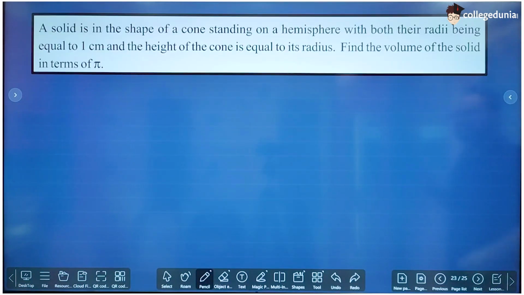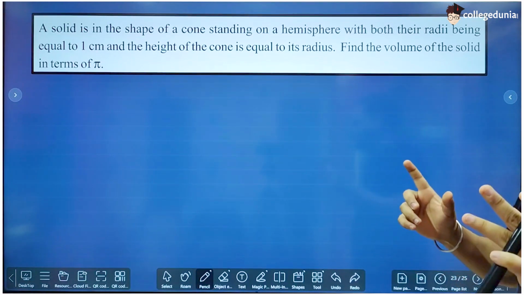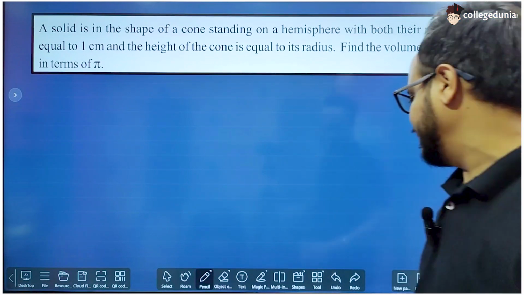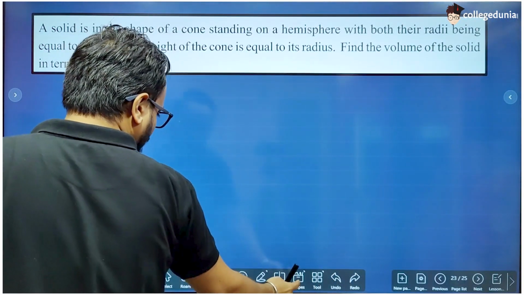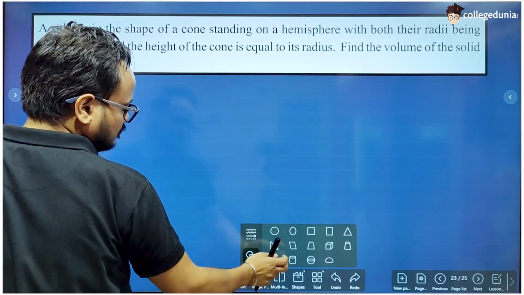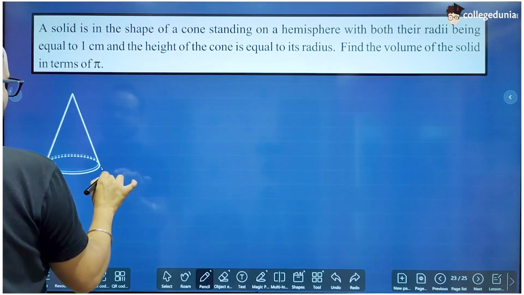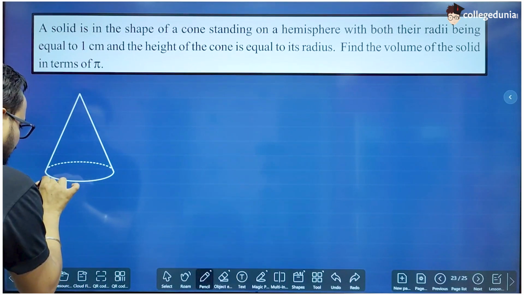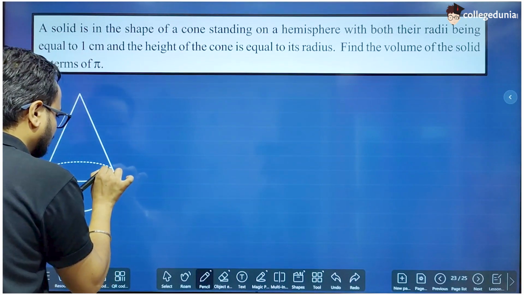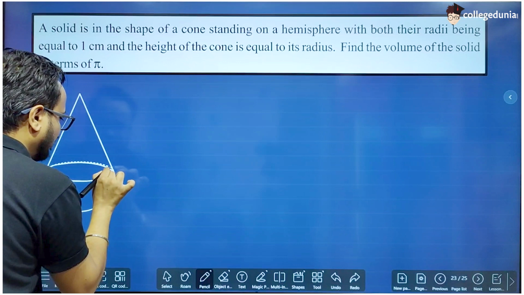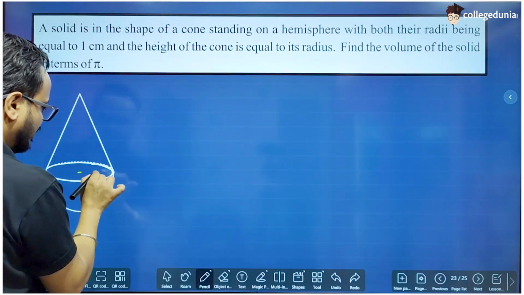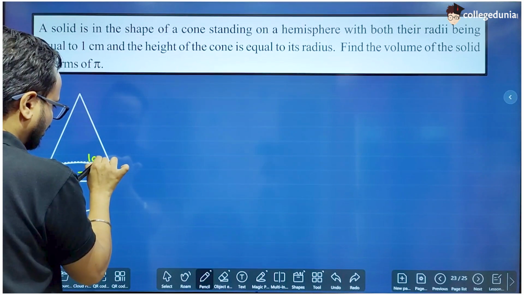Next, a solid is in the shape of a cone standing on a hemisphere with both their radii being equal to 1 centimeter. There is a cone which is standing on a hemisphere. So this is the shape of our solid, and the radii of both is 1 centimeter.